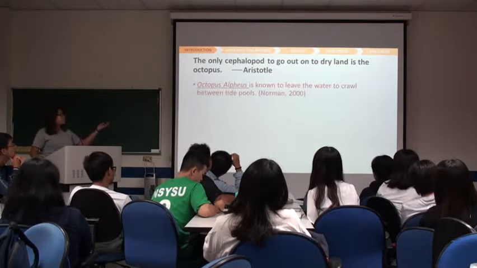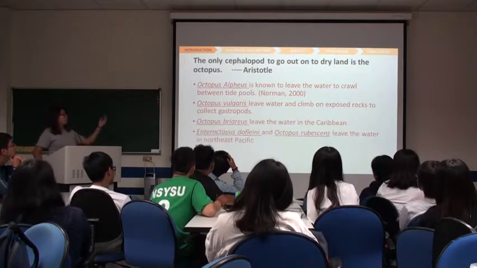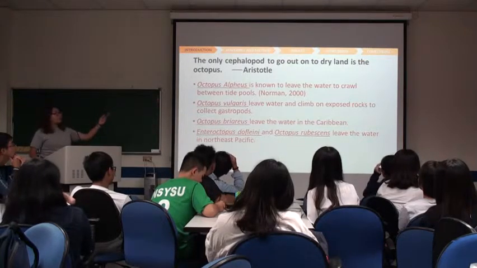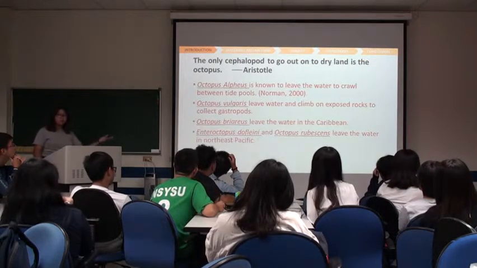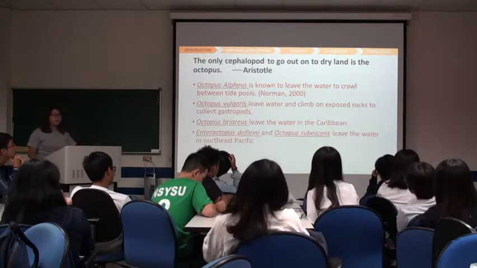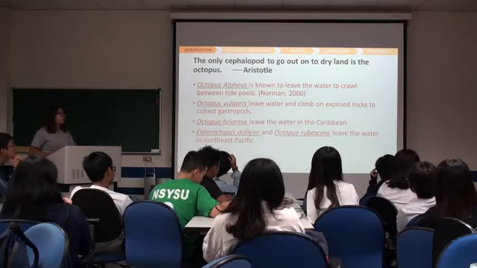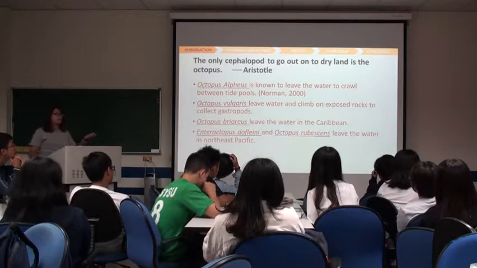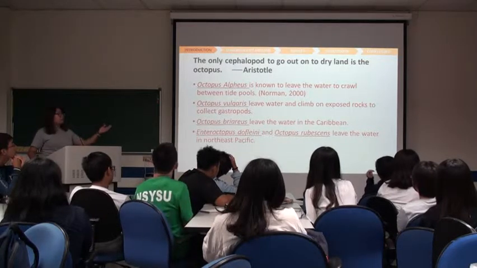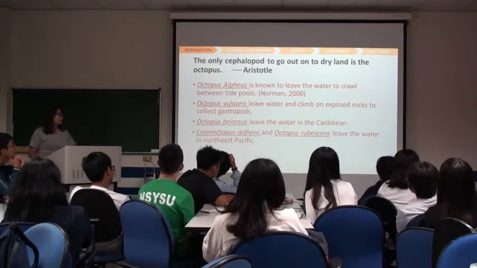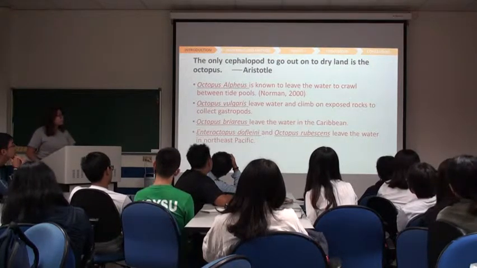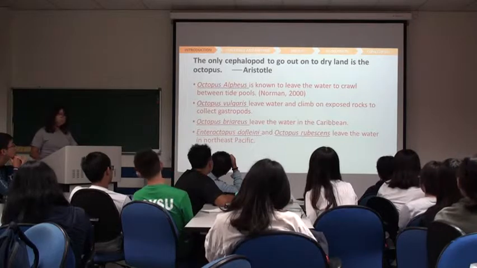These are some examples of octopuses that escape to land. As you can see, the octopus appears to leave the water to crawl between the tide pools, and Octopus vulgaris leaves the water and climbs onto exposed rock to collect gastropods. A gastropod is like a snail or some clams. Octopus vulgaris leaves the water in the Caribbean, and Octopus dofleini and Octopus rubescens leave the water in the Northeast Pacific.